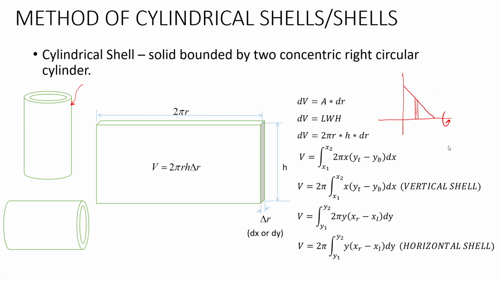Now for the method of shell, as I told you earlier, this will be an alternative method because your shell will be parallel to the axis of rotation. So instead of a vertical strip, you're going to use a horizontal strip, and that will be parallel to the axis of rotation. That's why when you rotate this particular strip, it's going to create a cylindrical shell, against the previous method, which is a disc.